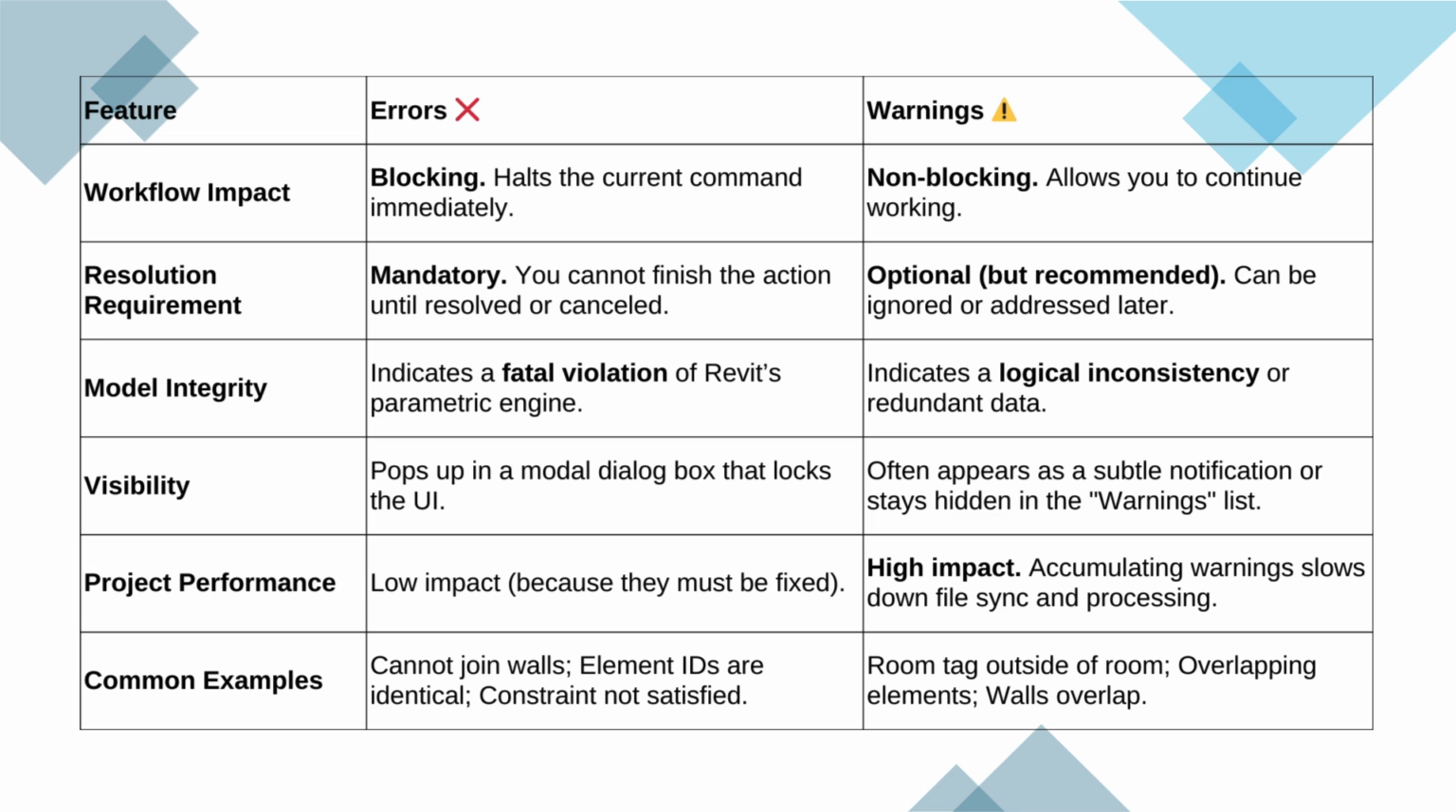Errors appear in modal dialog boxes that lock the UI, while warnings display as subtle notifications or remain hidden in a warnings list. Although errors must be fixed, warnings have a higher impact on performance by slowing file sync and processing. While errors demand immediate attention, warnings are the primary cause of file bloat and crashes. A healthy Revit model should maintain as close to zero warnings as possible for stability and faster synchronization.